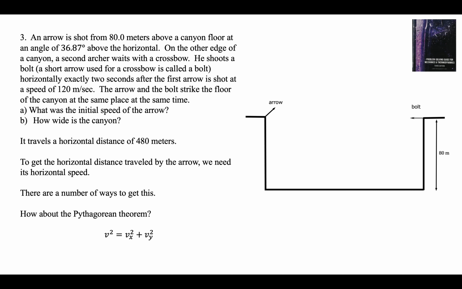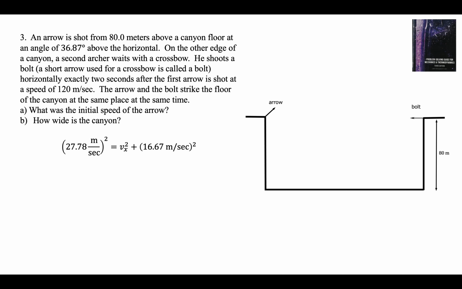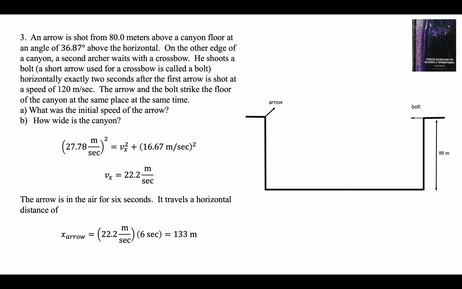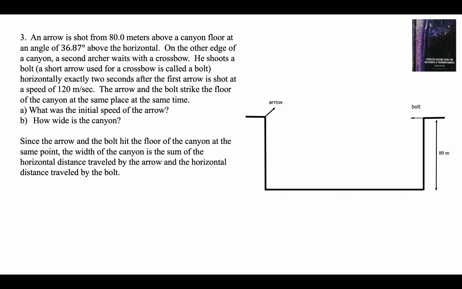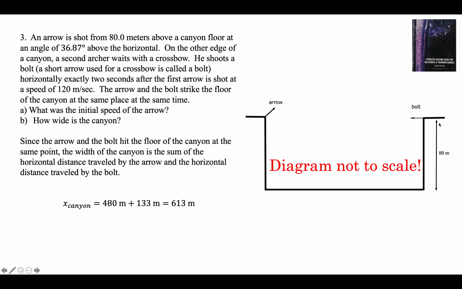We can use the Pythagorean theorem. V squared equals Vx squared plus Vy squared. We know what V is and we know what Vy is. We can get Vx: 22.2. If it goes 22.2 meters per second for 6 seconds, it travels a distance of 133 meters. So, the arrow and the bolt hit the floor of the canyon at the same time, at the same point. So we have 480 meters for the bolt, 133 meters horizontally for the arrow. That's 613 meters. This diagram is not to scale. That's 80. This is 613.